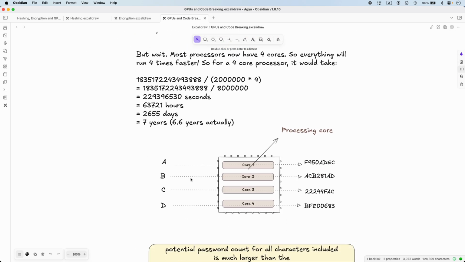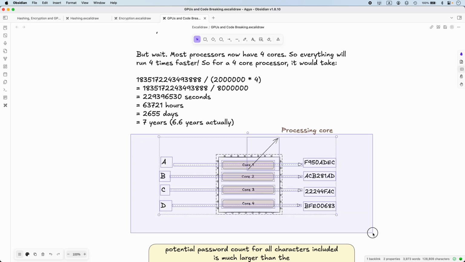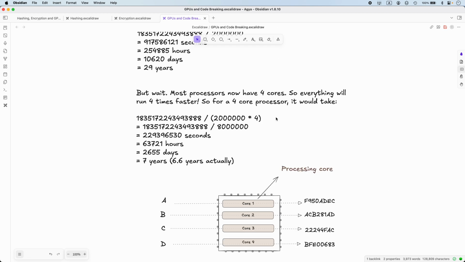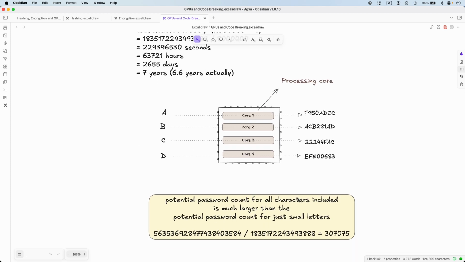And this is what more or less happens. You're taking one guess, giving it to a core. Oh, why is this here? I should place it here. You are putting one password input into one core, running the algorithm, getting a hash, and you're just matching against the desired hash. And this is what happens.